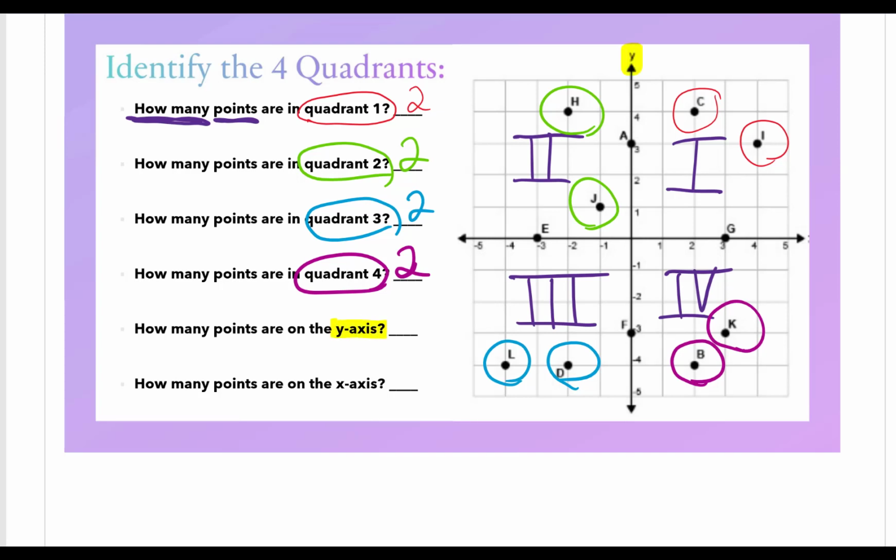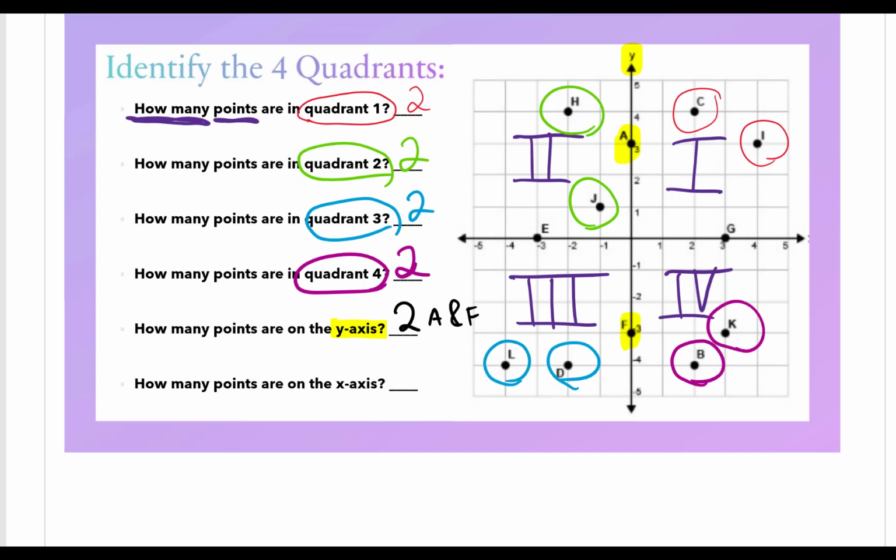This is the y-axis. We have 1, 2. On the y-axis, we have 2 points. Point A and point F.